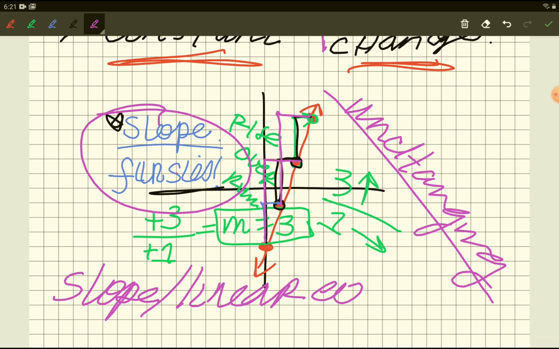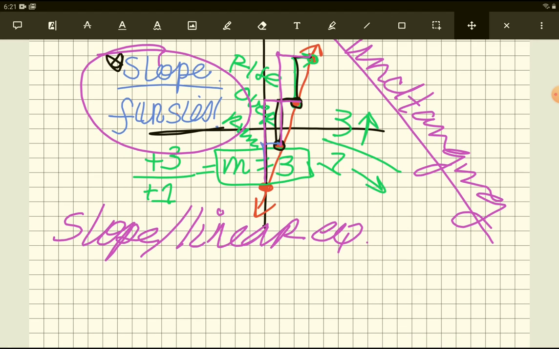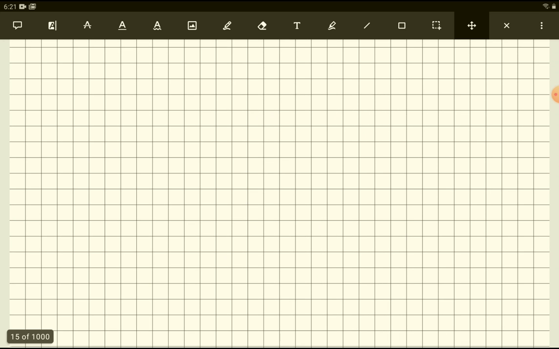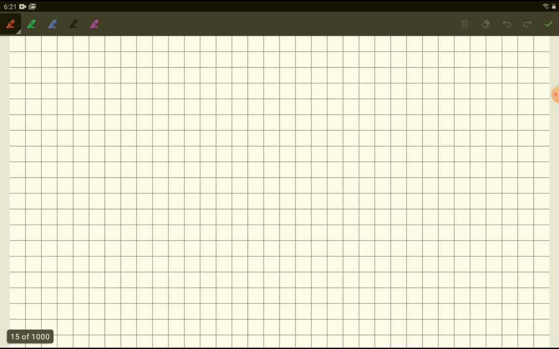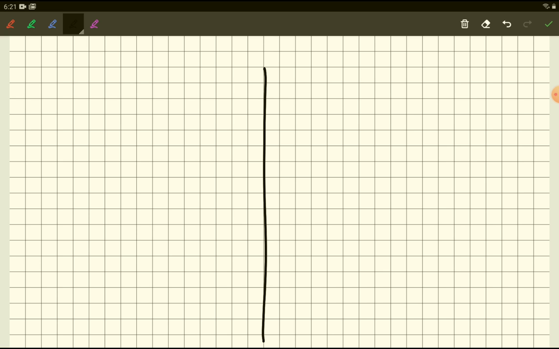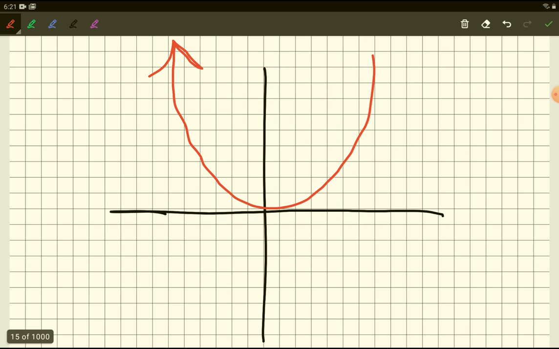Now, that is common knowledge. Now, let's consider a curve. Any curve. Coordinate plane, and say your graph looks like a parabola. A nice parabola.